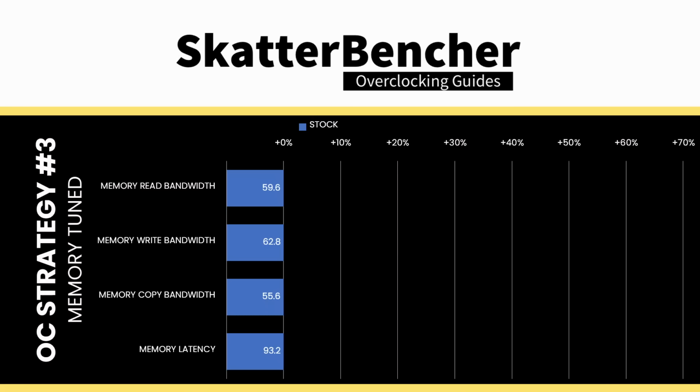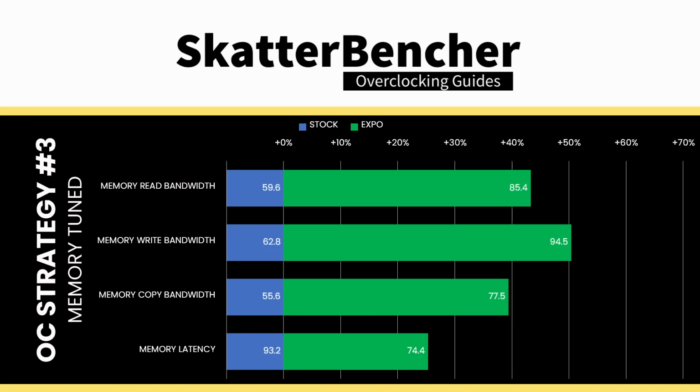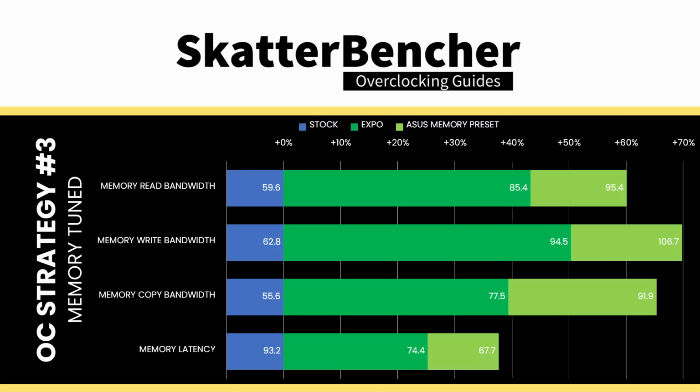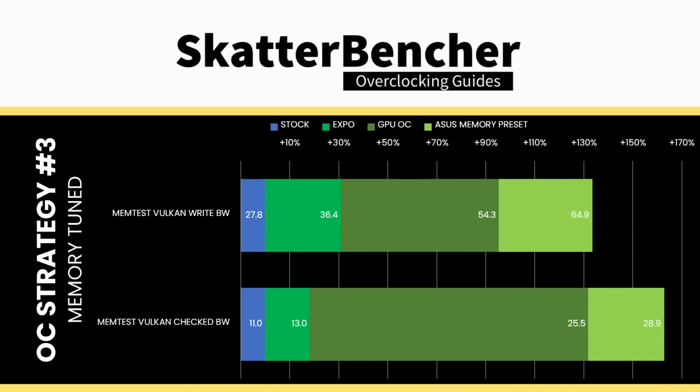After the memory subsystem tuning, our ADAS64 performance improved quite significantly. We got about plus 40% extra bandwidth and 20% lower latency by enabling EXPO. The memory tuning then added another 20% improvement on top of that. The memtest Vulkan performance also improves another 30 to 40%, though the biggest gains come from overclocking the GPU.